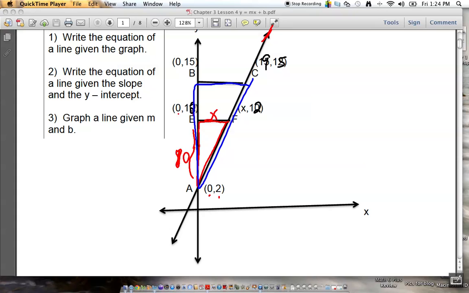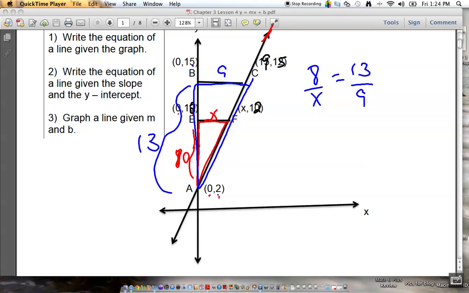So, if I look at the blue line, I'm going from 2 to 15. So how far did that go? 13. And I'm going from 0 to 9. So how far did this go? 9. Okay, so if I look at the slope here, we've got 10. I'm going to go 10 to x. I'm going to go up 10 over x. And then in the blue triangle, I'm going to go up 13 over 9.